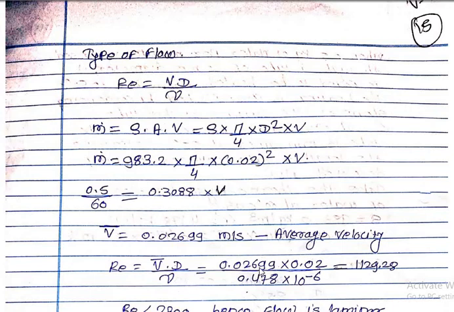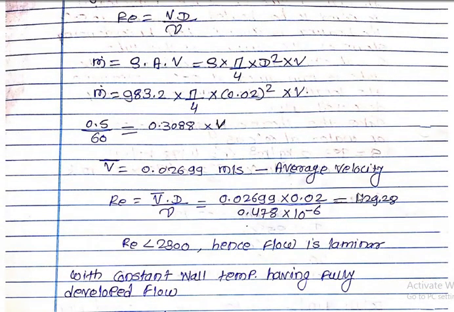We have to put all the values of v bar, d and nu over here. So 0.02699 multiplied by 0.02 divided by 0.478 multiplied by 10 raised to minus 6, we will get the Reynolds number is equal to 1129.28. So this Reynolds number is very much less than 2300, so we can say that the flow is laminar.